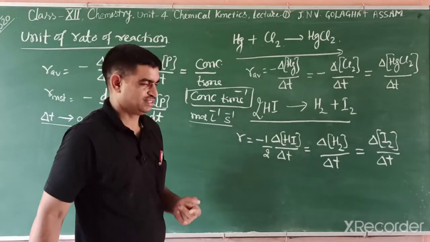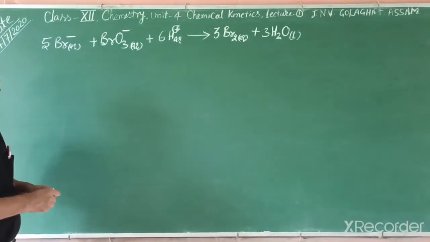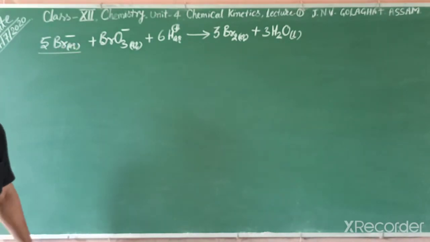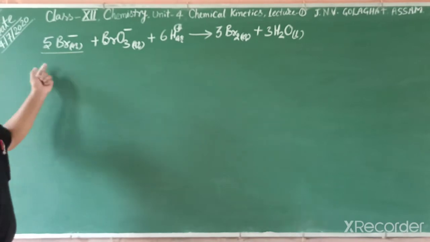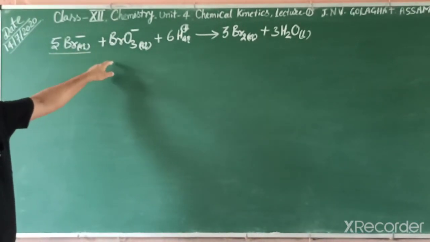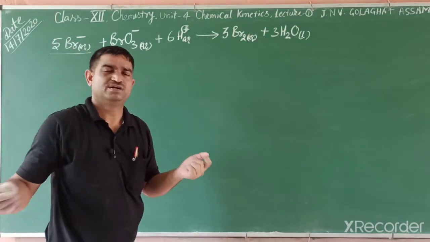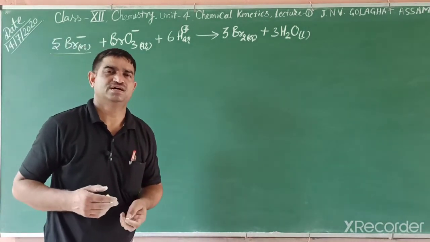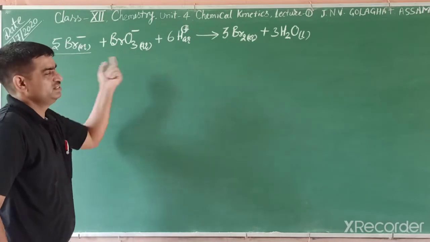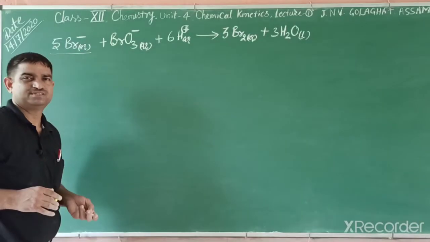We take one more example, another reaction given in your NCERT, students. See this reaction. This one is a redox reaction. Bromide reacts with bromate ion in acidic medium, and we get bromine and water. You studied this earlier in 11th class, that is balancing of a redox reaction. But in this reaction, this is actually a complex reaction, we will study it after that.